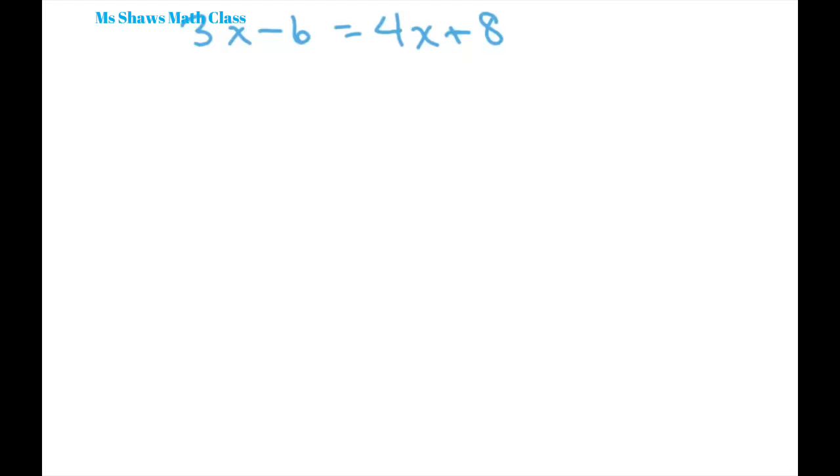Next problem is this one. And so I'm going to do the same thing. I'm going to use my subtraction property. And I'm going to do multi-step here. I'm also going to use my subtraction property to get this 8 on the other side, so we can save some time.